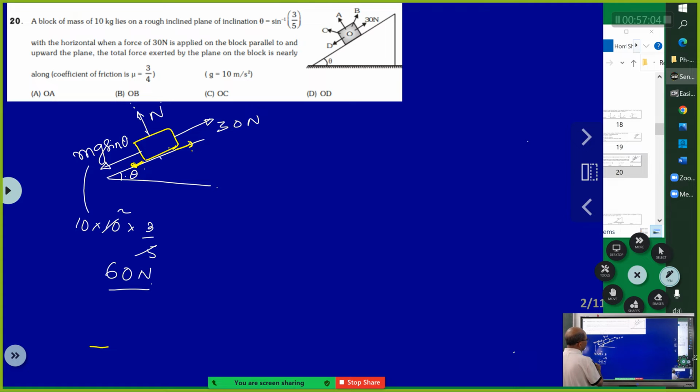So this force is 60 newtons in this direction, and that is 30 newtons that side. So therefore the block has to slide down. Therefore the frictional force is in this direction, and it should be along the direction OB. So OB is the right answer. I hope all of you got this.